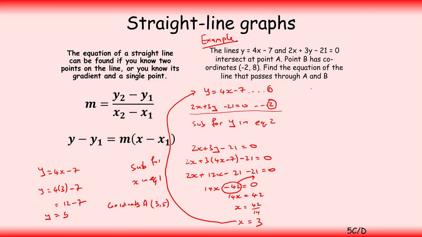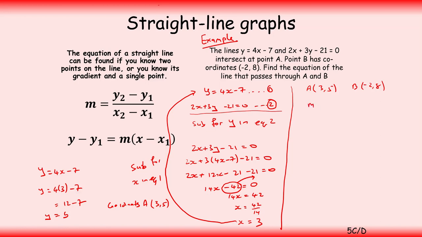So we've got two coordinates, and now we want to find a line that passes through A and B. So let me just draw a line here. Right then, so we've got coordinates of A, which we've just found, 3 and 5, and B, minus 2, 8. Now I need to find the gradient first, and then I can use my equation of a straight line.